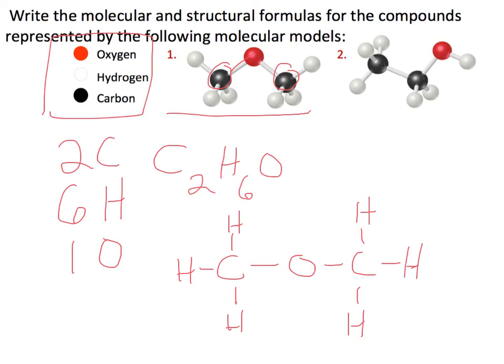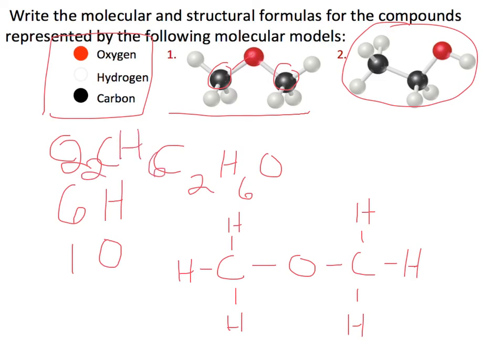Now, if we go back and we look at the second problem, once again we can look at what we have here. We can see that we have 2 black spheres, so we have C2. We have 6 hydrogen, so we have H6, and we have 1 oxygen, so C2H6O.